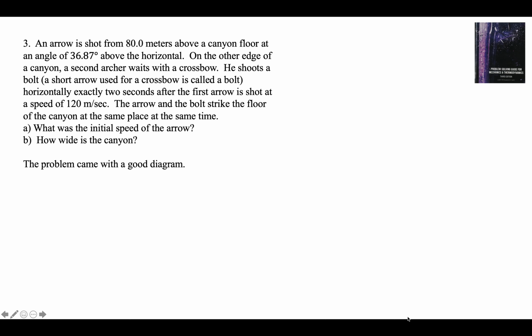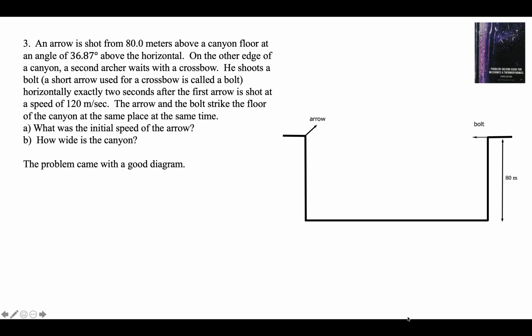We need a good diagram for this one, and the problem came with one. So here's the arrow. It's shot up at 36.87 degrees above the horizontal. We don't have the initial speed of the arrow, though. The bolt is shot 2 seconds after the arrow is released. The bolt is shot horizontally at a speed of 120 meters per second. The arrow and the bolt hit the canyon floor at the same place at the same time. What was the initial speed of the arrow? How wide is the canyon?